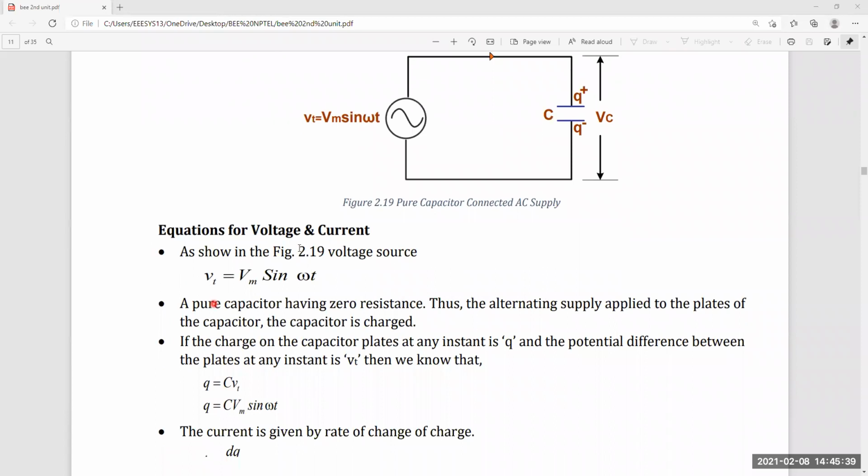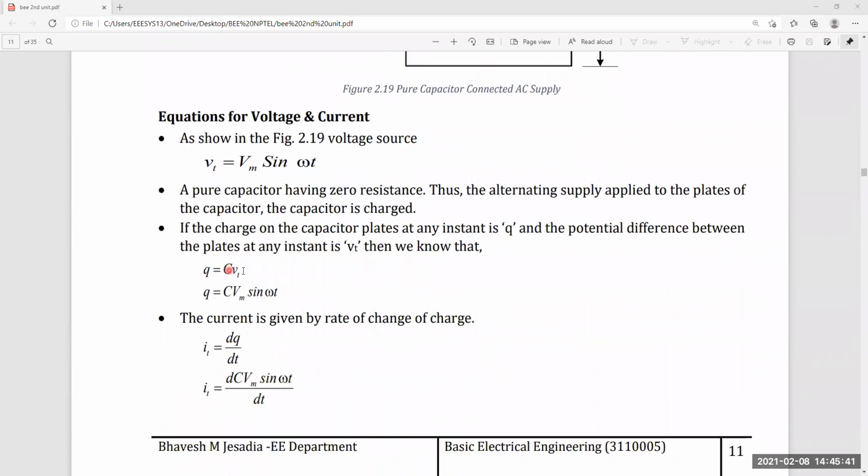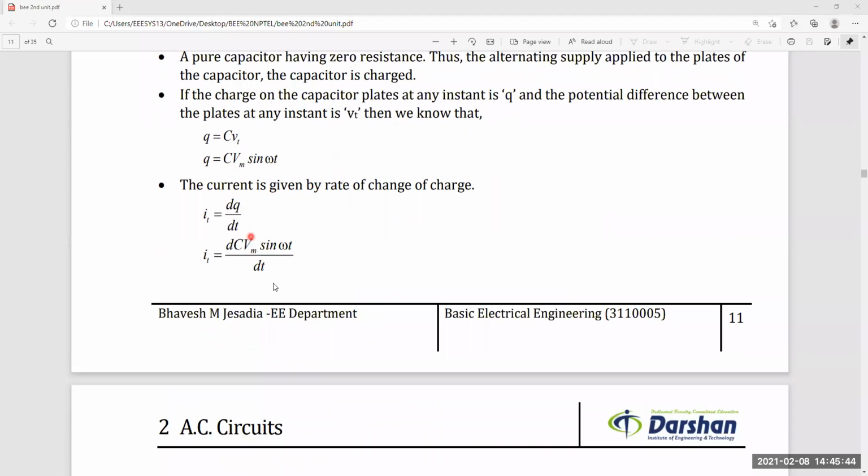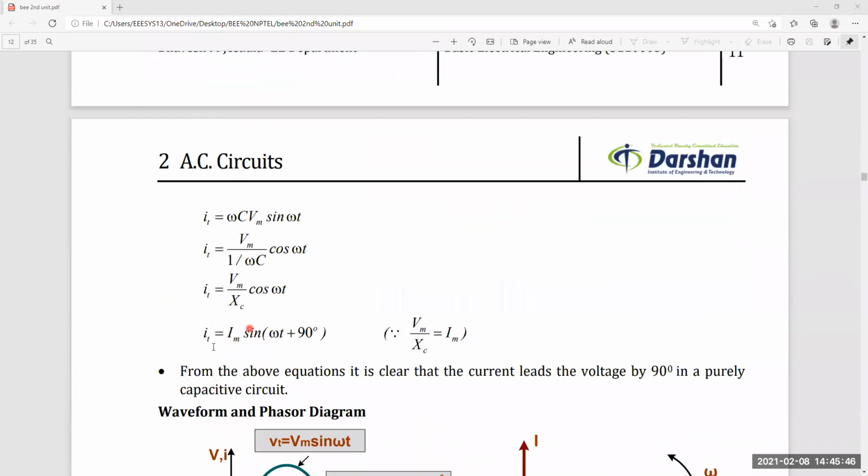Understood? And then Vt is equal to Vm sin omega t. So Q is equal to C into Vt, you know well. By substituting these values and simplifying the expression, we will get It is equal to Im sin omega t plus 90 degrees. That means current leads the voltage by 90 degrees. Plus 90 degrees is nothing but leading.